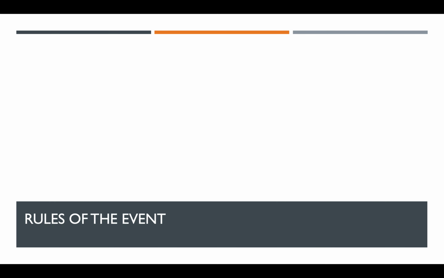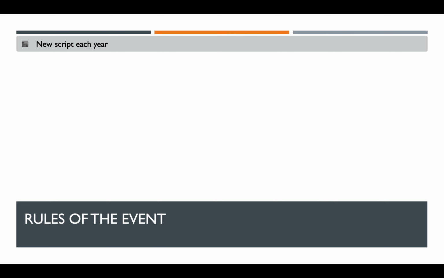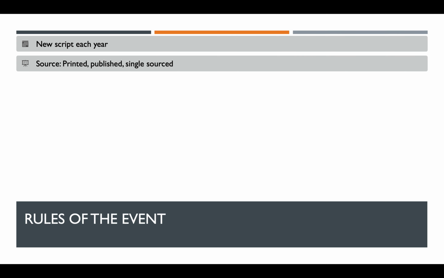A couple rules for duo interpretation. So you need to have a new script every year. You're not allowed to reuse a script over and over again. Your source should be printed, published, and single sourced. What I mean by single sourced is that you can't combine certain speeches together. So, for example, if you really liked one book and you really liked another book, you can't combine them into one single script. You're also not allowed to combine two episodes from your favorite TV series. So, for example, if you wanted to do Brooklyn Nine-Nine as a duo, you can't combine the pilot episode and the second episode. You would have to choose one of them.